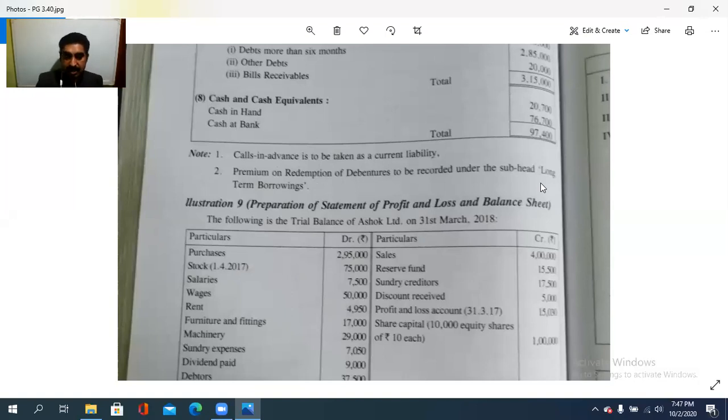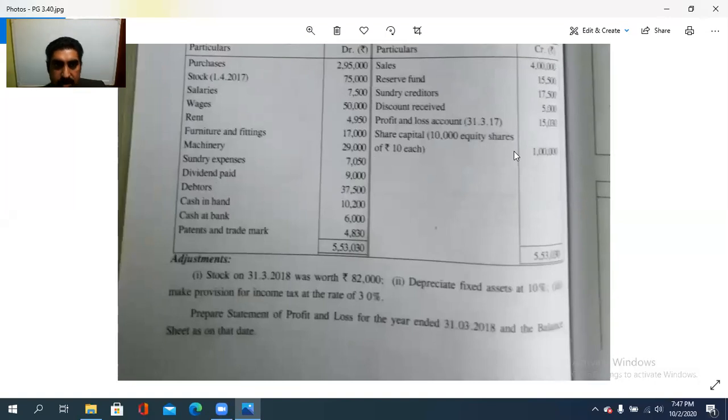This type of problem will be asked in your university question for 15 marks, because here the trial balance is given. From that we need to prepare the statement of profit and loss and also the balance sheet. So how is it to be done? Particulars: under that, purchases is on the debit side of the trial balance, debit side and the credit side. Purchases, stock, salary, wages, rent, furniture and fixtures, machinery, sundry expenses, dividend paid, debtors, cash in hand, cash at bank, patent and trademarks. While sales, reserve fund, sundry creditors, discount received, profit and loss account, share capital, that is 10,000 equity shares of rupees 10 each, 1 lakh.